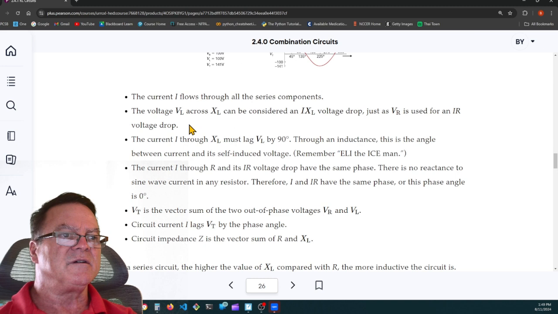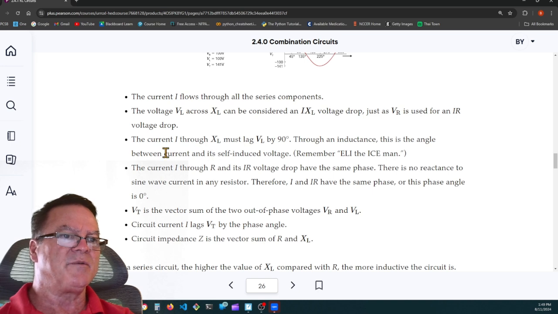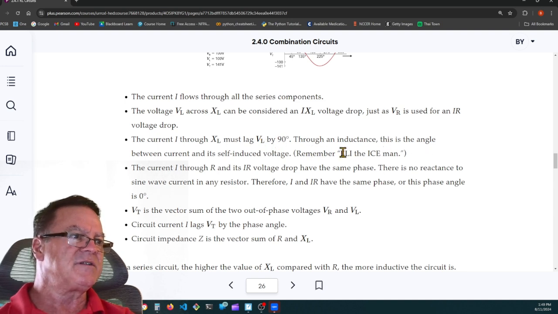So it says voltage VL across XL can be considered as IXL voltage drop, just as VR is used for an IR voltage drop. A current I through X sub L must lag the voltage by 90 degrees. Through an inductance, this is the angle between current and its self-induced voltage.